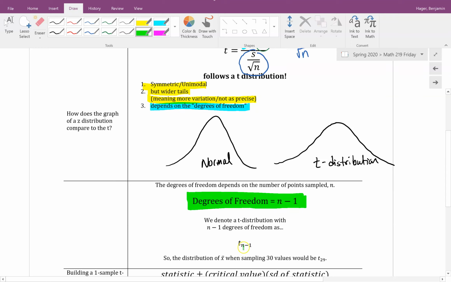We usually denote that with a subscript right here. So if something follows a t-distribution, they usually write the degrees of freedom down at the bottom there, like a little subscript, okay?